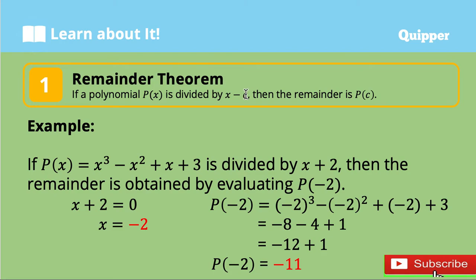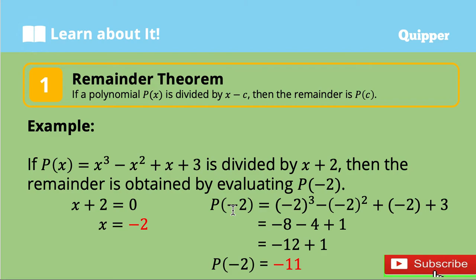Now, to do that, of course, we are going to equate the divisor x plus 2 to 0. So you have there x plus 2 is equal to 0. Then transpose this positive 2 to the other side. It becomes negative 2. And that negative 2 is your c. And that is the value of x. So from p of x, which is this one, we have to evaluate negative 2.